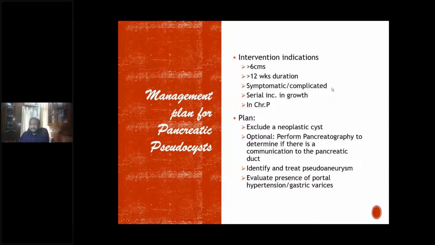And what is the plan before intervention? Remember, always exclude a neoplastic cyst. An optional maneuver could be that you can perform a pancreatography through an ERCP, and if there's a communication to the pancreatic duct, the management becomes that much easier. Identify and treat a pseudoaneurysm. Evaluate the presence of portal hypertension or gastric varices. Until you've done all these, please do not go ahead and manage a pseudopancreatic cyst.